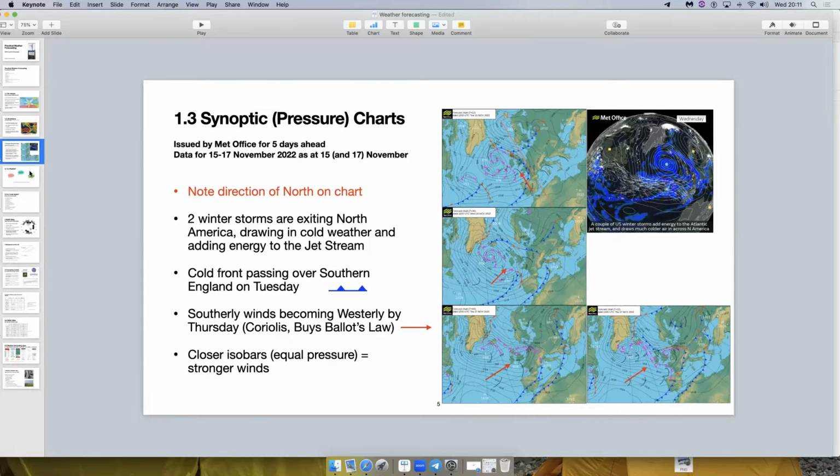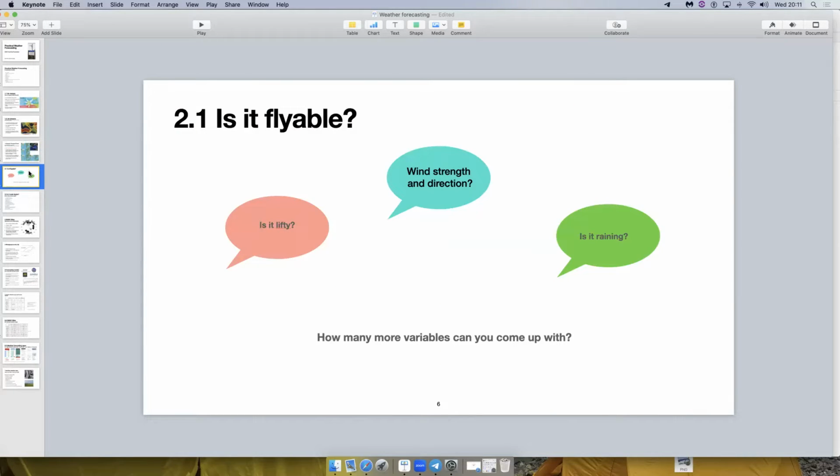If we move on from that, the question that you all want an answer to is: is it flyable? Is it liftie? What's the wind strength and direction? And one that sometimes is overlooked, is it actually raining? When I was putting this together, however, I came up with a much longer list. Anyone like to suggest some other factors that we might want to be looking at in making decisions about whether it's flyable on a particular day? To give you a clue, I think I came up with 17 different factors. I'm not suggesting you'll need to look at all of those each time, but there are things that it's worth being aware of.